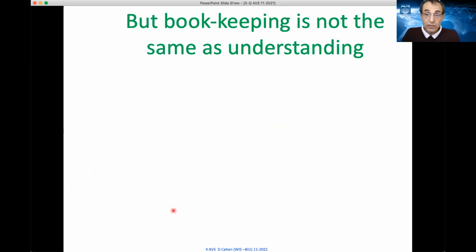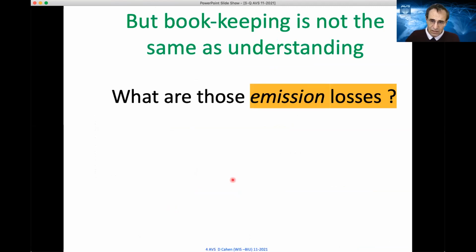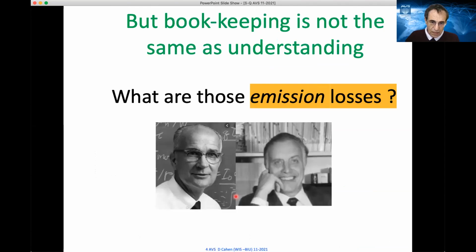So we have succeeded in bookkeeping. The bookkeeping is not really understanding. There might be some understanding in it. I am not putting down the accountants, but still. For example, what are those emission losses? And I've given you a hand-waving argument. And Shockley and Queisser came not only for that, but also for that, with a much more rigorous model.